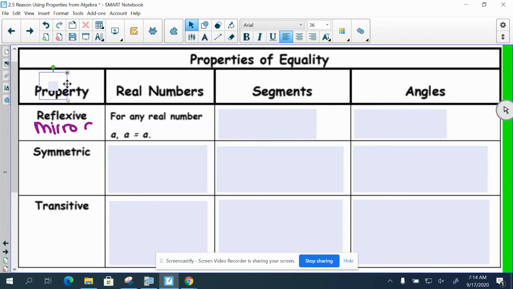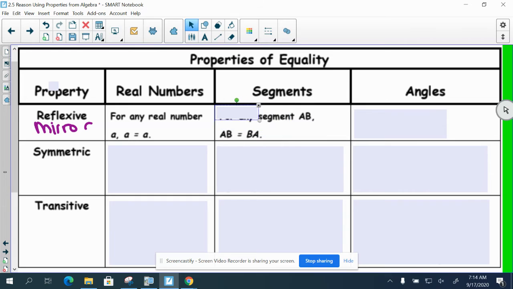minimize it, I suppose. Okay, so for any real number, A is equal to A. It's pretty simple. In terms of segments, what does that look like? For any segment, AB is equal to BA. So AB is the same thing as BA, so you can switch them. And then for angles, for any angle A, the measure of angle A is equal to the measure of angle A.